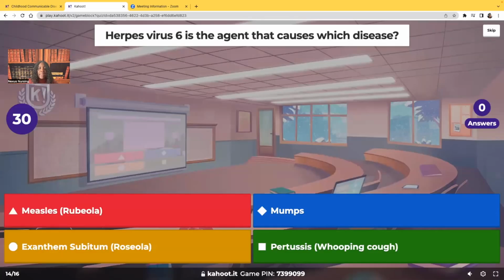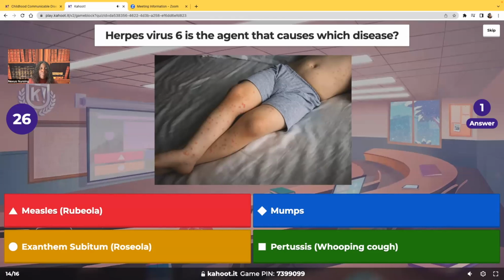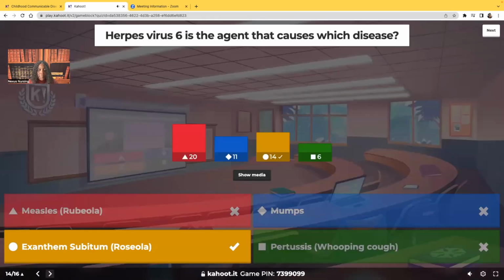Herpes virus 6. This is the agent that causes which disease? Is it measles, roseola (exanthem subitum), mumps, or pertussis, whooping cough? Herpes virus 6. What disease does it cause? Okay, most of you guys chose measles. We're going to talk about measles in part 2, but the correct answer, guys, is roseola, exanthem subitum. That is caused by herpes virus 6.